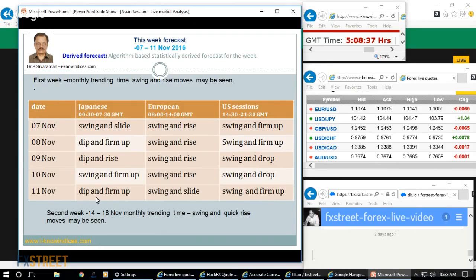And then on Friday, they are expected to make the dip and then firm up and swing and slide during the European session in order to induce the long holders to liquidate and start firming up. Then from next week onwards, we'll come across swing and quick rise moves happening in the market, and that will create a surprise against the traders. What they have been talking about during this week is being discounted, and then the market is under the grip of risk appetite.